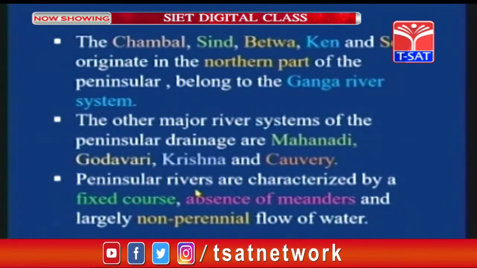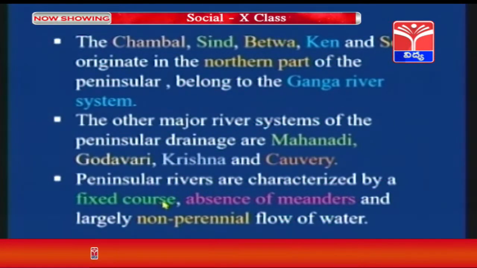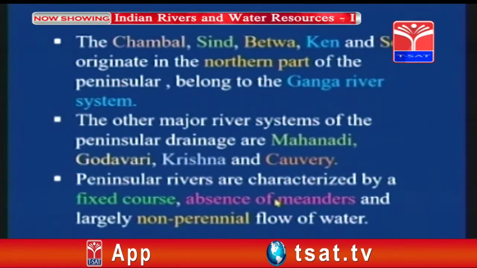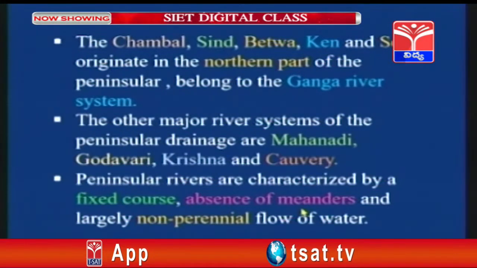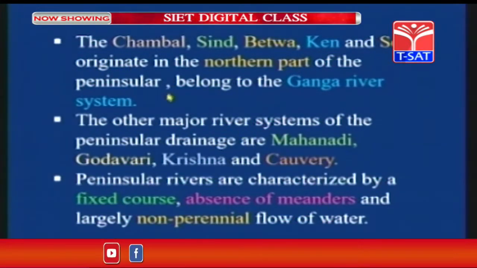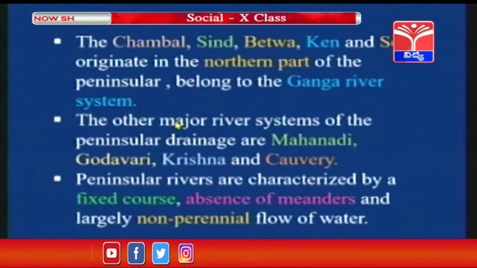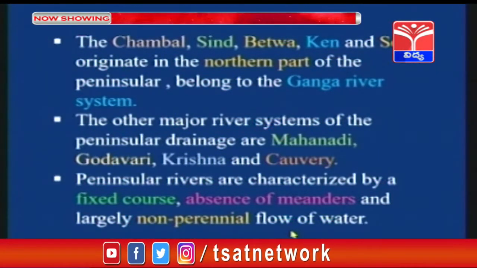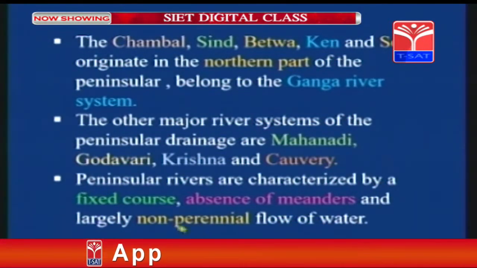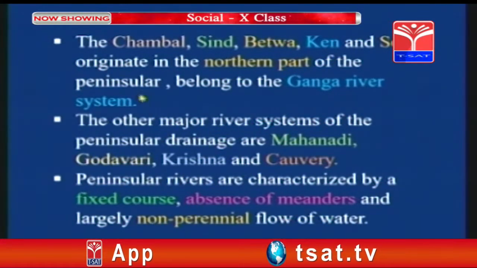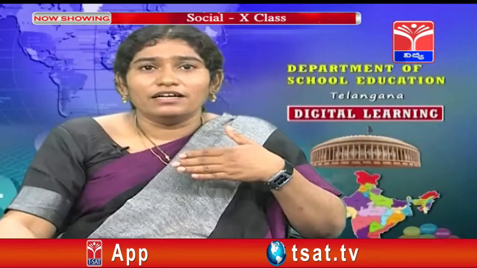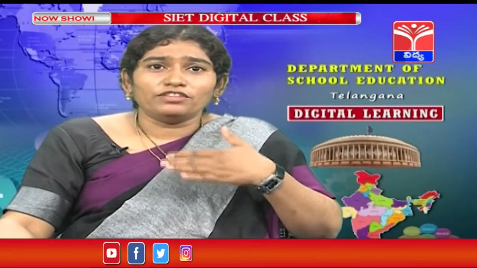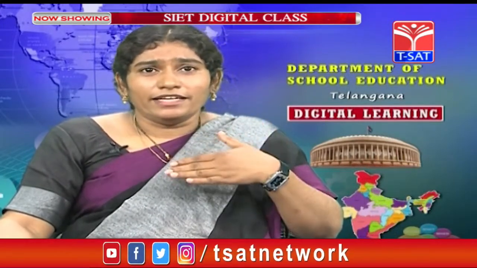The peninsular rivers are characterized by fixed course. That is, they flow in the same direction. They won't change their direction. And absence of meanders. There will not be any meanders for the peninsular rivers. And they are also largely non-perennial in flow of water. Non-perennial in the sense these rivers get dried up during the summer season. Again they get filled up with water during the rainy season.